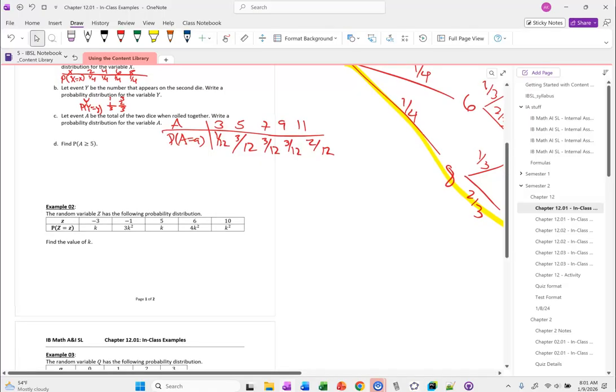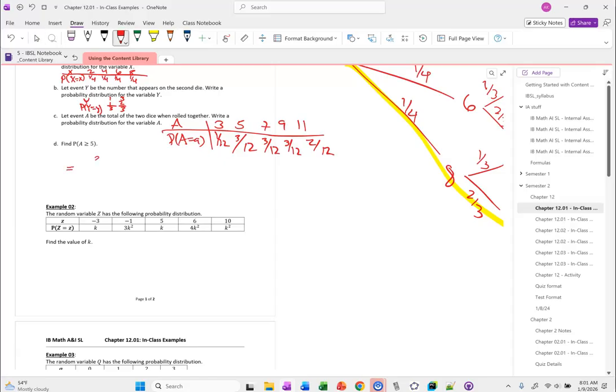Who wants to find the probability that A is greater than or equal to 5? Katie, get it. You're welcome. Wonderful.